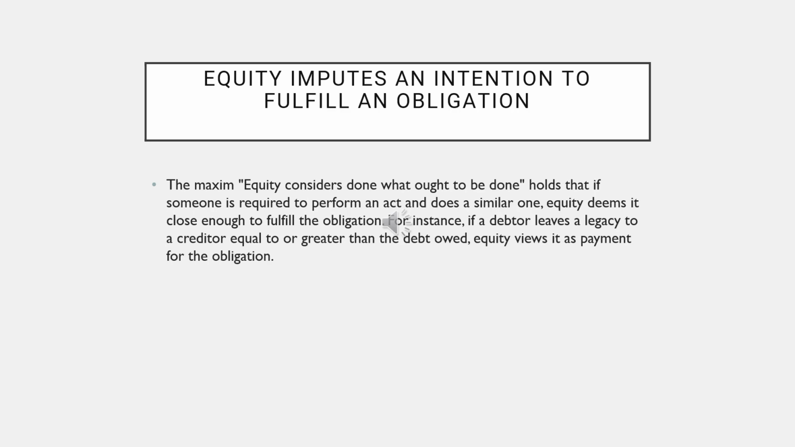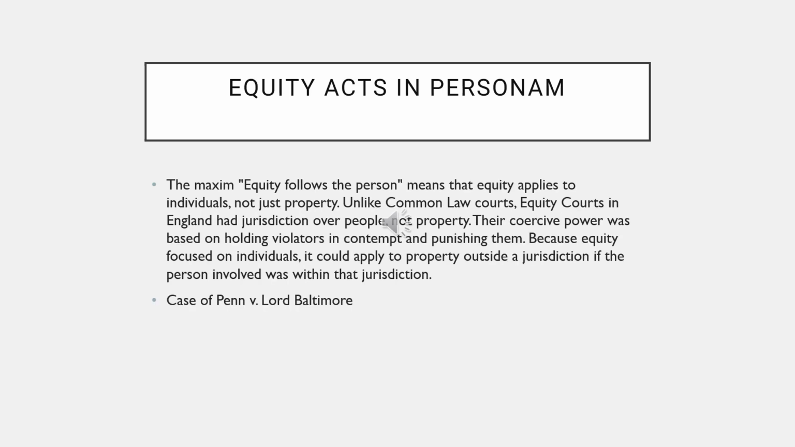So what we have here? We have here equity imputes an intention to fulfill an obligation. This maxim means that if a person is obligated to do one act and does another, the act done by him will be taken as a close enough approximation to the fulfillment of the required obligation. For example, if a debtor leaves a legacy to his creditor which is equal to or greater than the debt owed by him, then equity would regard such legacy as the fulfillment of the obligations of payment of the debt owed by the person.